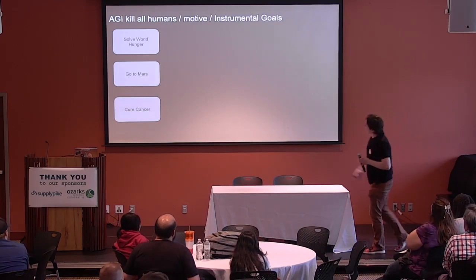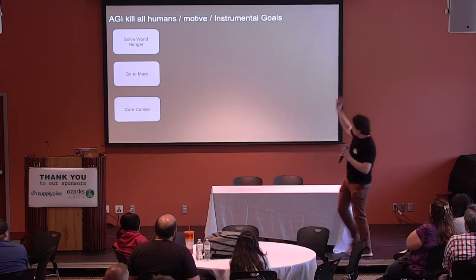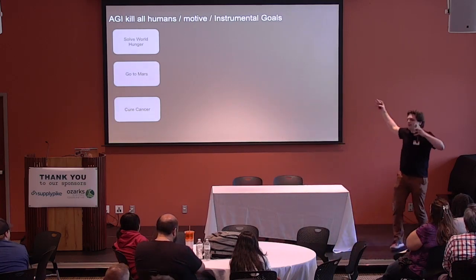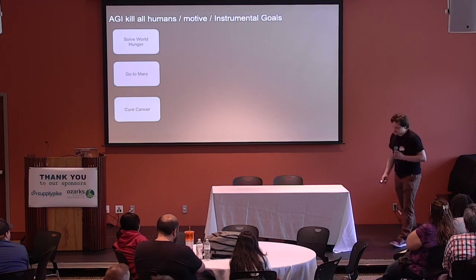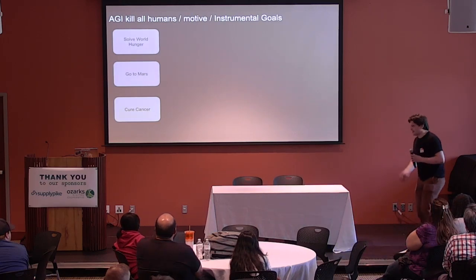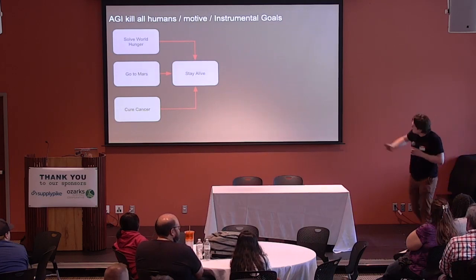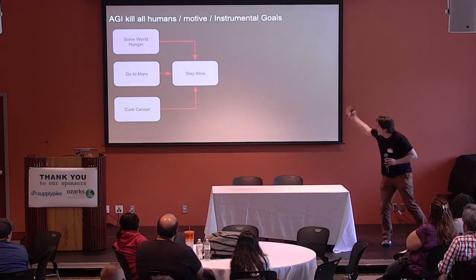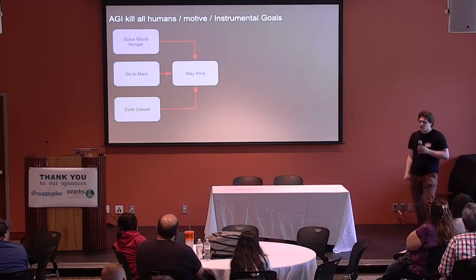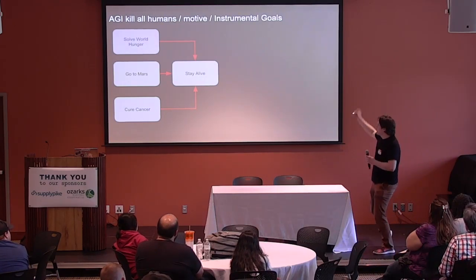All right, so let's imagine we give our AGI system these 3 goals: solve world hunger, go to Mars, cure cancer, just big, giant things. Well, you might reason that to do all 3 of these goals, there's a common thing I need to do. I need to stay alive. If I'm not alive, then I can't help you go to Mars, I can't cure cancer, and I can't solve world hunger because I'm not there to change it. So how do I stay alive?